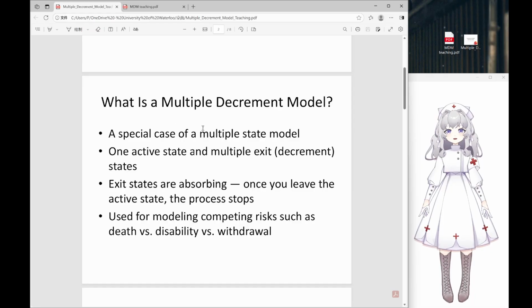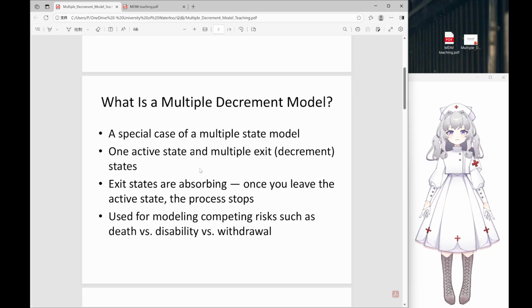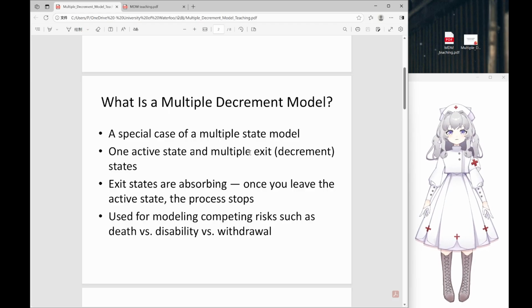It is the special case of a multiple state model, and it only has one active state and multiple exits, which we call the decrement states. And exit states are absorbing, which means once you leave the active state, the process stops and you can never leave the exit states. It's very useful for modeling competing risks such as death versus disability versus withdrawal.